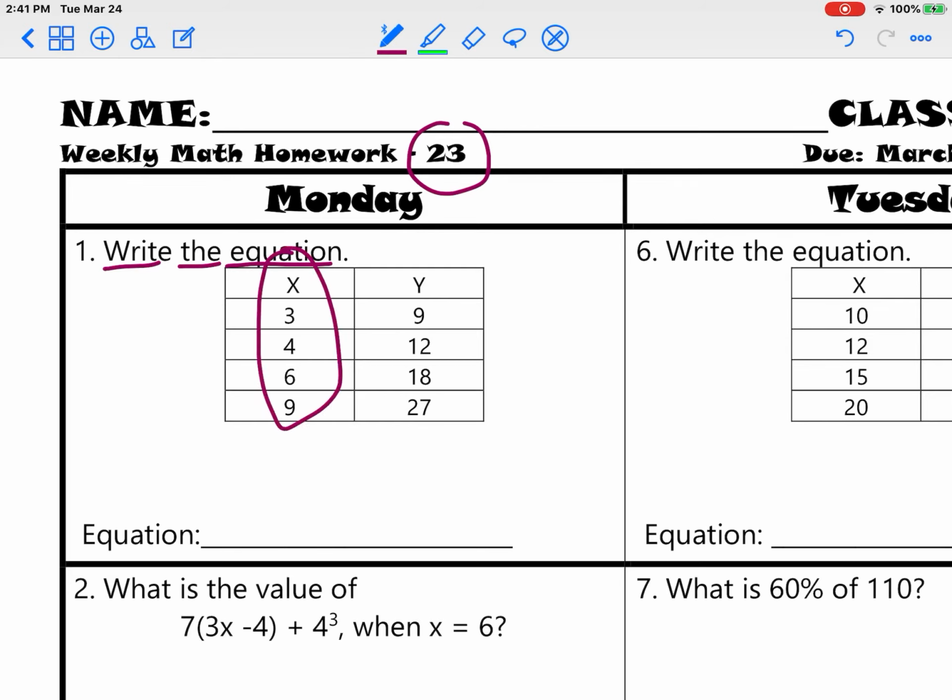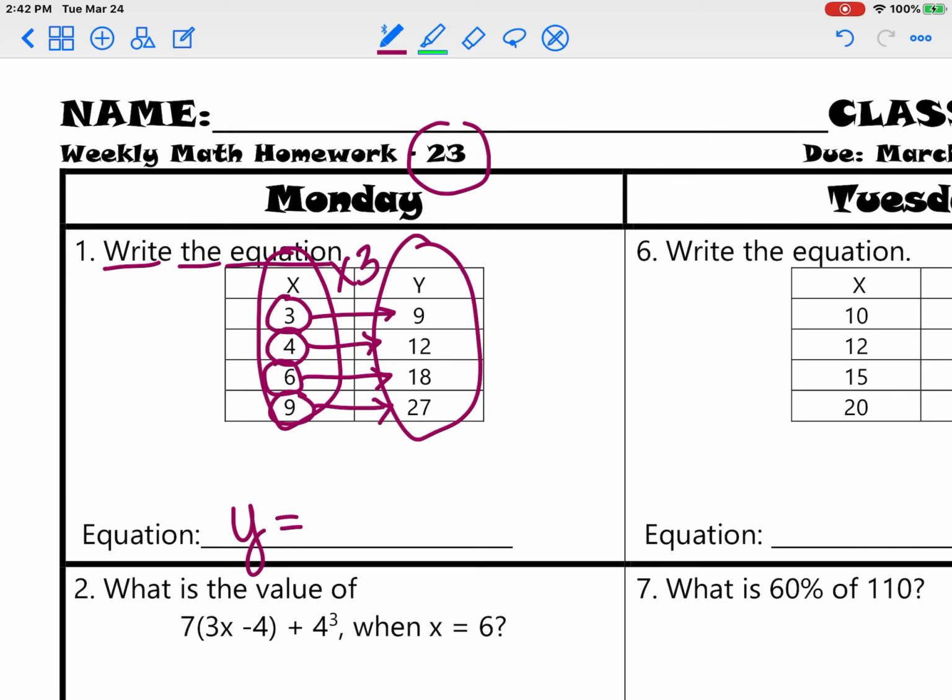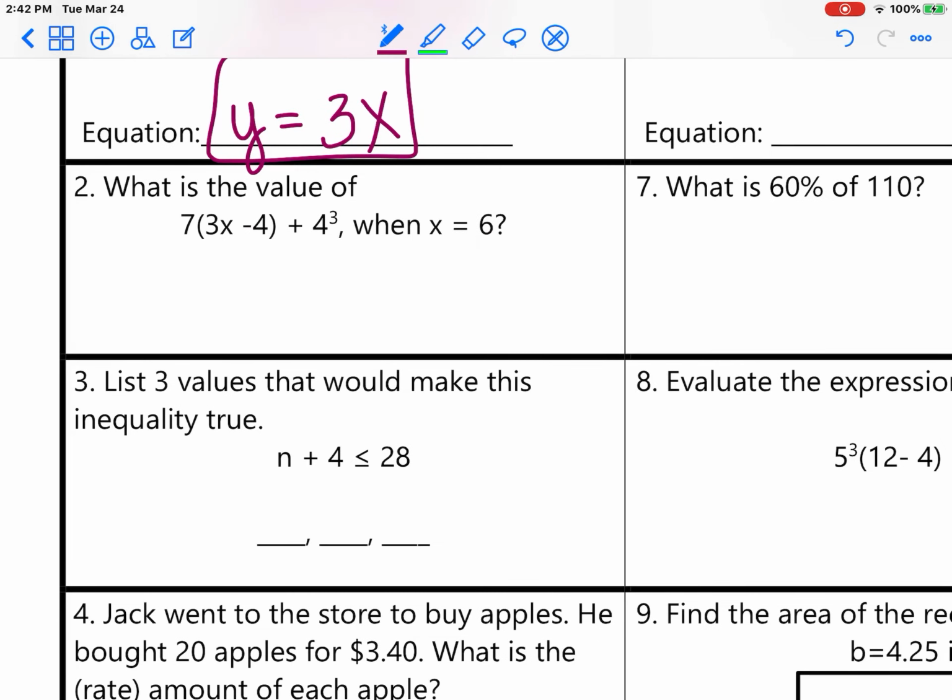So we have an X column and we have a Y column. We need to figure out, what does Y equal? What is happening to the X value to make it become that Y value? So what do you think's happening? Oh, it looks like it's being multiplied times 3. So then we write that as an equation. Y equals 3x. No multiplication symbols, no parentheses, not x3, just y equals 3x. Alright? So that's the answer to number 1.